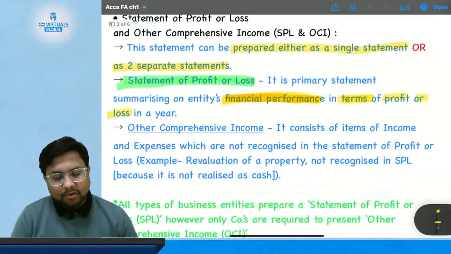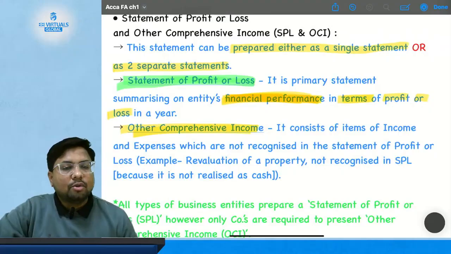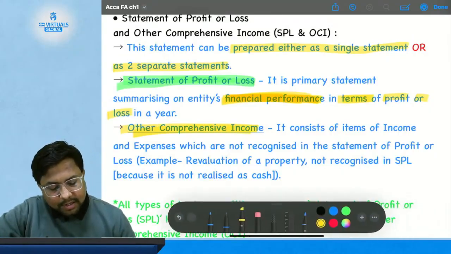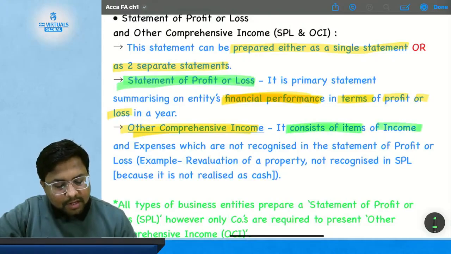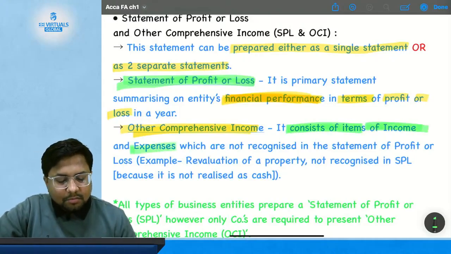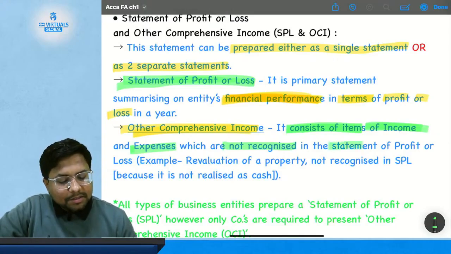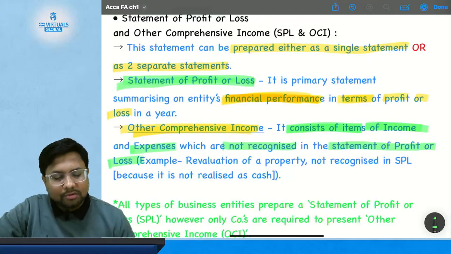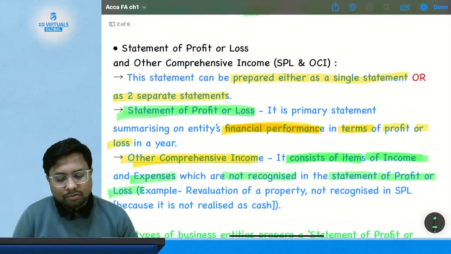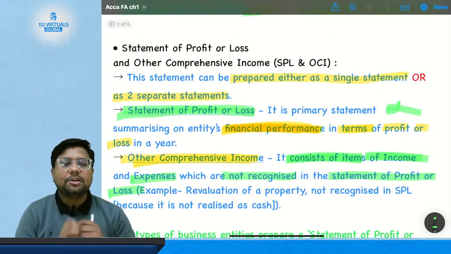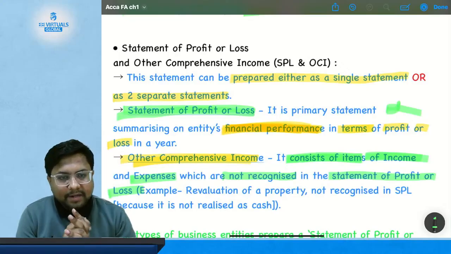Now we come to the second part of this statement, that is other comprehensive items. Other comprehensive items will consist of items of income and expenses which are not recognized in the statement of profit or loss. So whatever is not covered in the statement of profit or loss is ultimately going to be covered in the other comprehensive items.